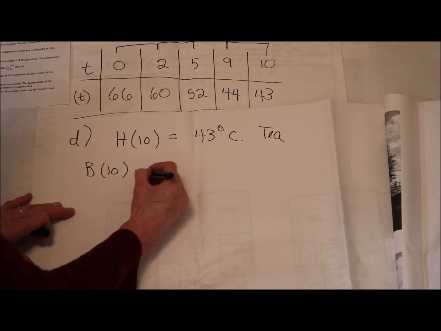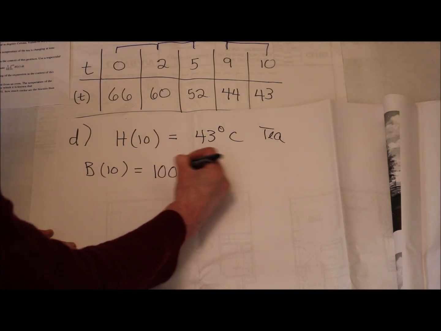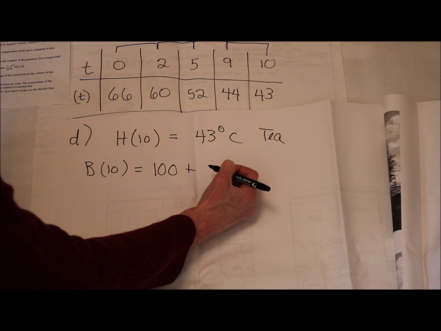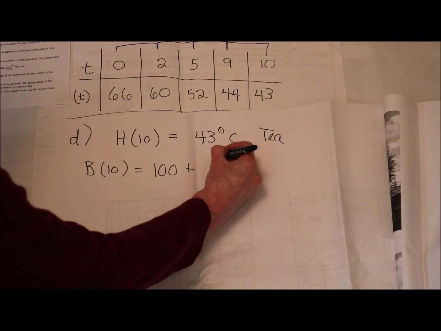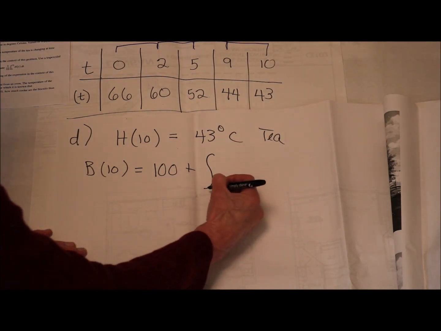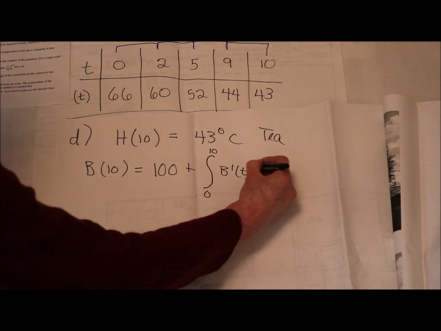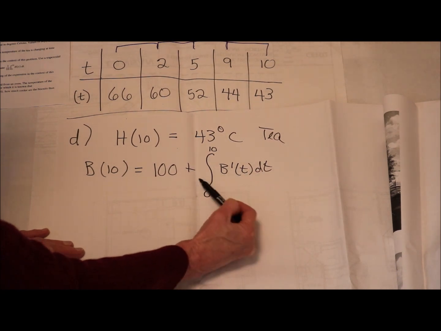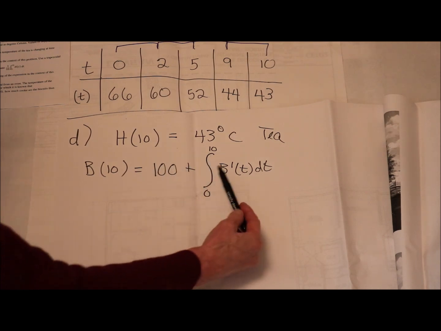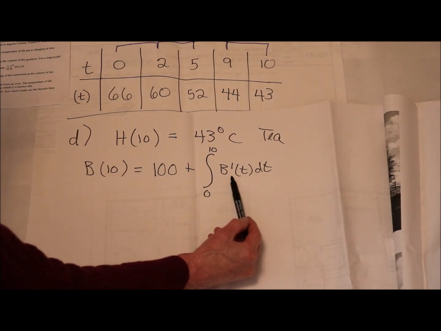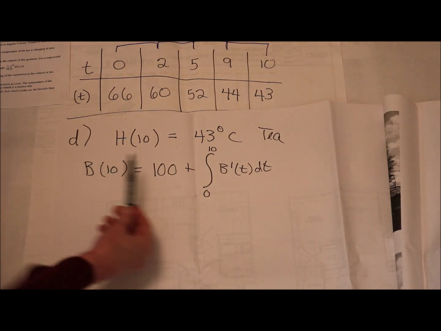All right, well, how am I going to find this? Fundamental theorem of calculus, people. My starting temperature is 100 degrees. The temperature is changing at a rate of b prime of t. So I want to turn a rate into an accumulation of change from 0 to 10 of b prime of t dt. Recall, if you take the integral of a rate, that tells us how much my thing has changed. So this is the rate at which the temperature of the biscuits is changing. So if I'm taking the integral of that rate, that's going to tell me the change in the temperature.